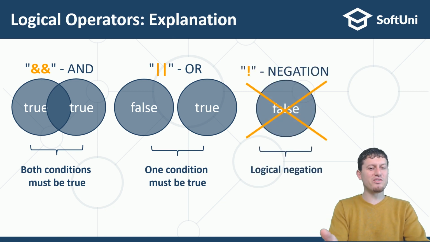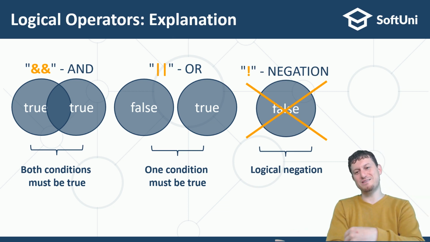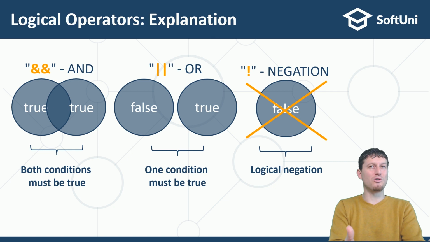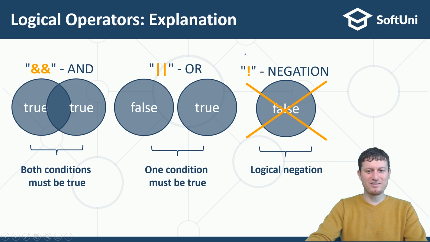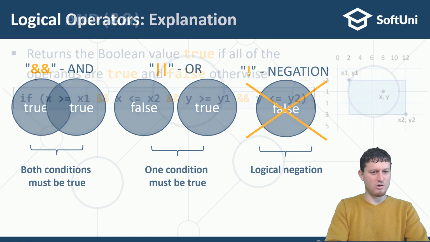And negation means the opposite of something. So if my age is less than 21, I'm not old, I'm young, okay? But if I'm not under 21, I'm considered old. This is a negation. This is the exclamation mark operator in Java. I'll show you how this works in practice with some code.